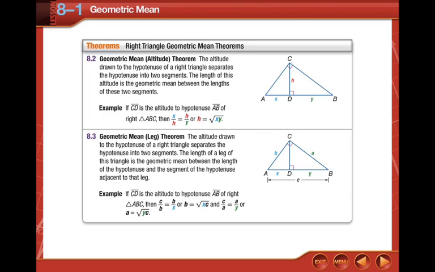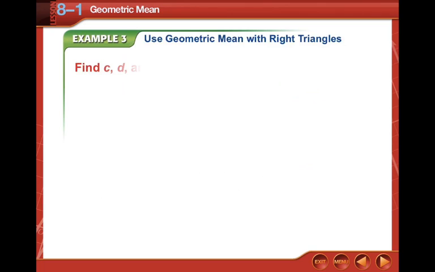So in this case, A and Y are both colored green on purpose because Y is the segment of the hypotenuse adjacent to leg A. Same for X with leg B. And then C is the entire length of our hypotenuse. So let's look at an example with this.